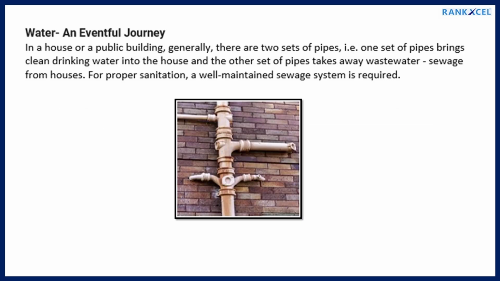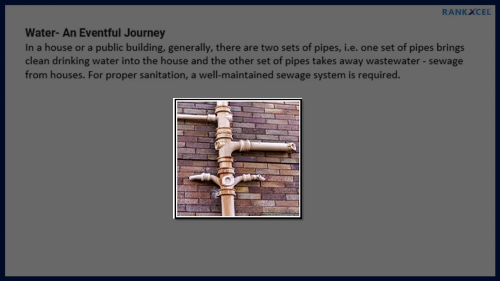Water, an eventful journey. In a house or a public building, generally, there are two sets of pipes. One set of pipes brings clean drinking water into the house, and the other set of pipes takes away wastewater, sewage from houses. For proper sanitation, a well-maintained sewage system is required. Sewers are the network of small and big pipes forming sewerage.